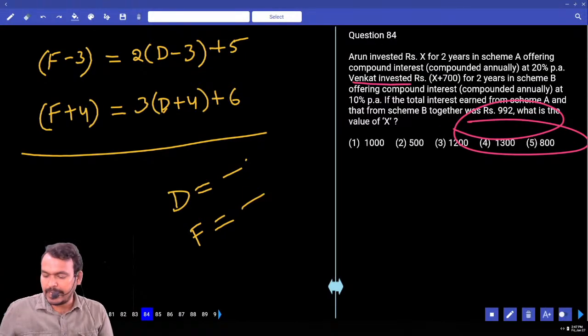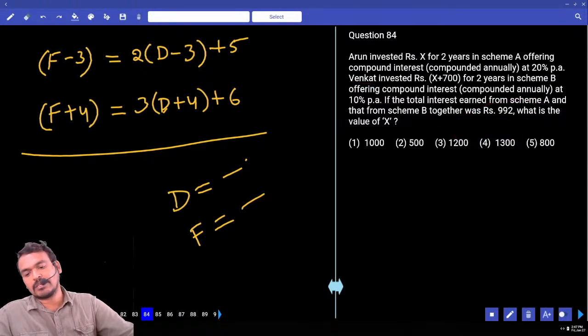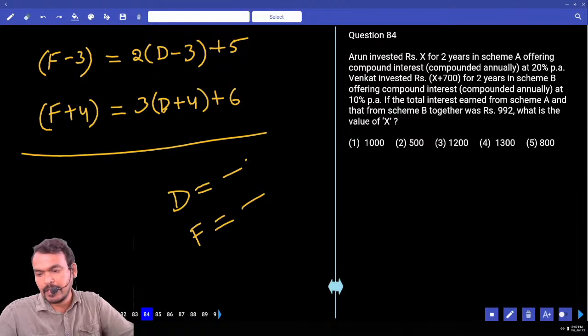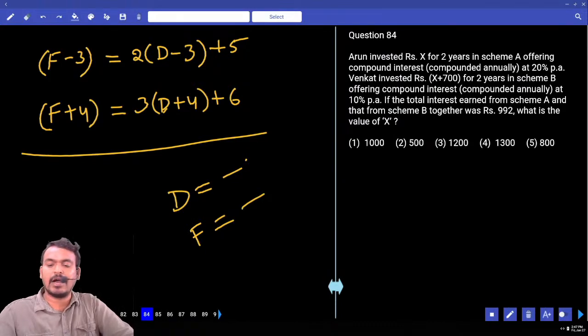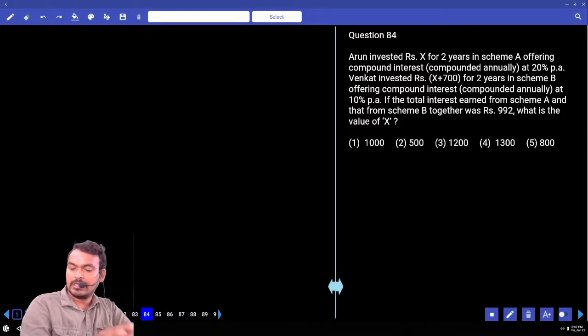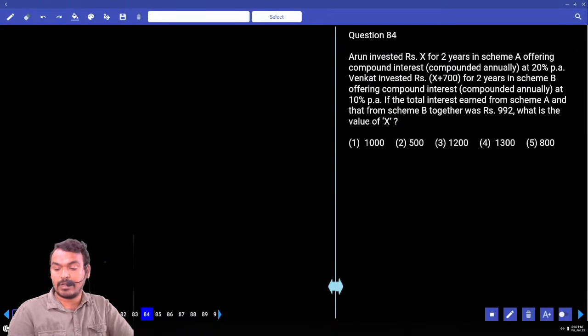Next, question number 84. Arun invested X rupees for 2 years in scheme A, offering compound interest compounded annually at 20% per annum. Venkat invested X plus 700 rupees for 2 years in scheme B, offering compound interest compounded annually at 10% per annum. If the total interest earned from scheme A and scheme B together was 992 rupees, what is the value of X?